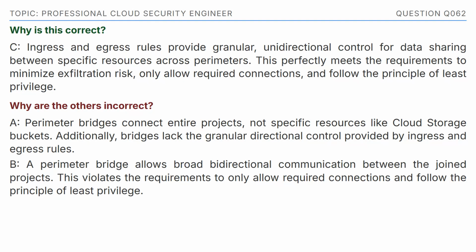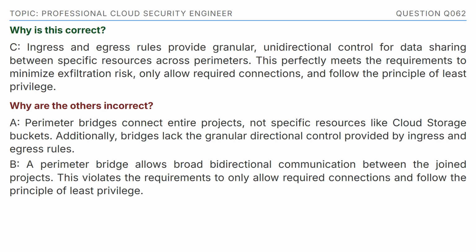Why is this correct? C. Ingress and egress rules provide granular, unidirectional control for data sharing between specific resources across perimeters. This perfectly meets the requirements to minimize exfiltration risk, only allow required connections, and follow the principle of least privilege. Why are the others incorrect?